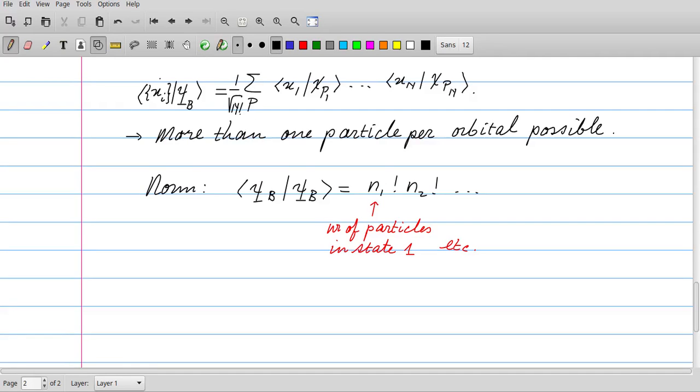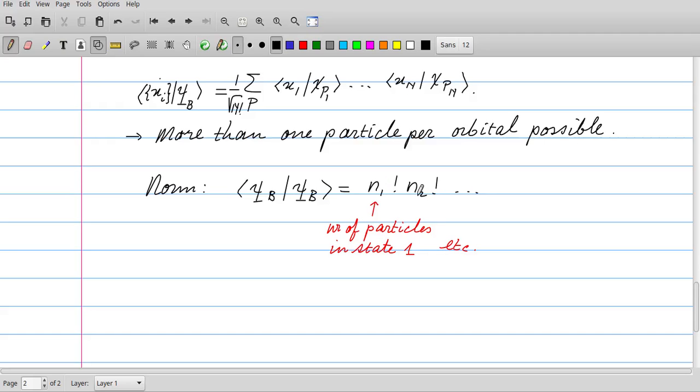For bosons, there may be more than one particle per orbital, and the normalization of this state is as follows. We get an n1 factorial, n2 factorial, etc., where the little n1 and n2, etc., they give you the occupation, they represent the occupation of orbital number 1, orbital number 2.